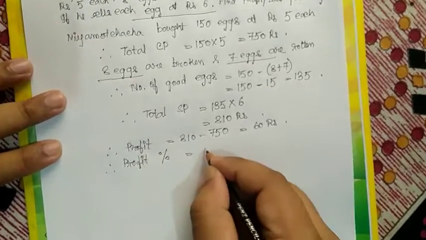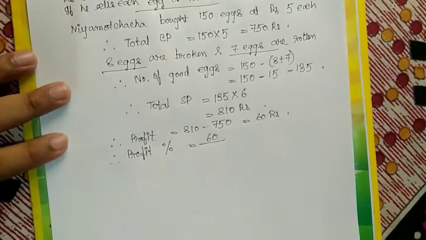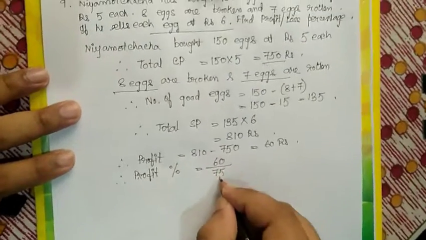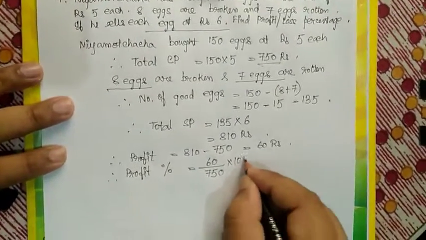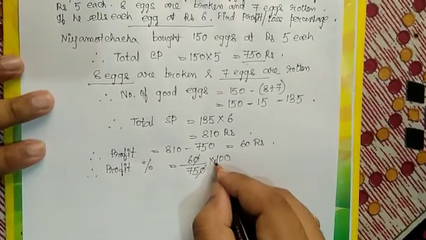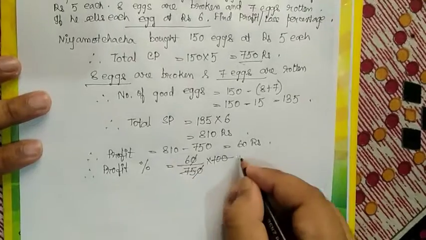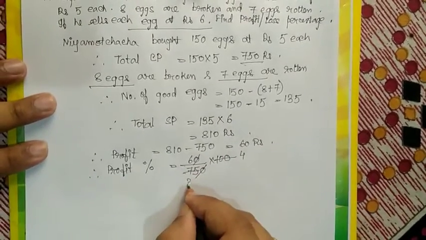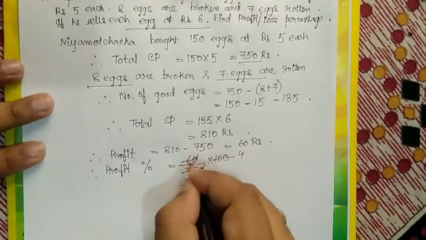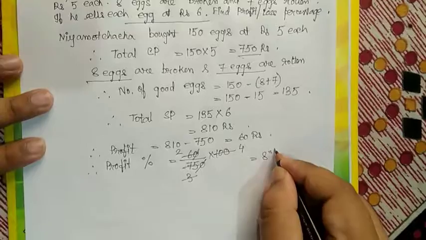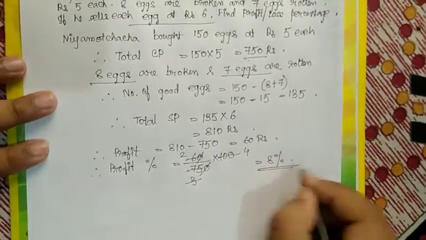So profit percentage equals 60, profit by CP, CP means this one, 750, into 100. First eliminate these two zeros. After that by 25 we have to reduce these things. This should be 25 into 400, 25 into 3 is 75. From 3 to 6 this is 2, 4 into 2 equals 8%. So therefore profit will be 8%.